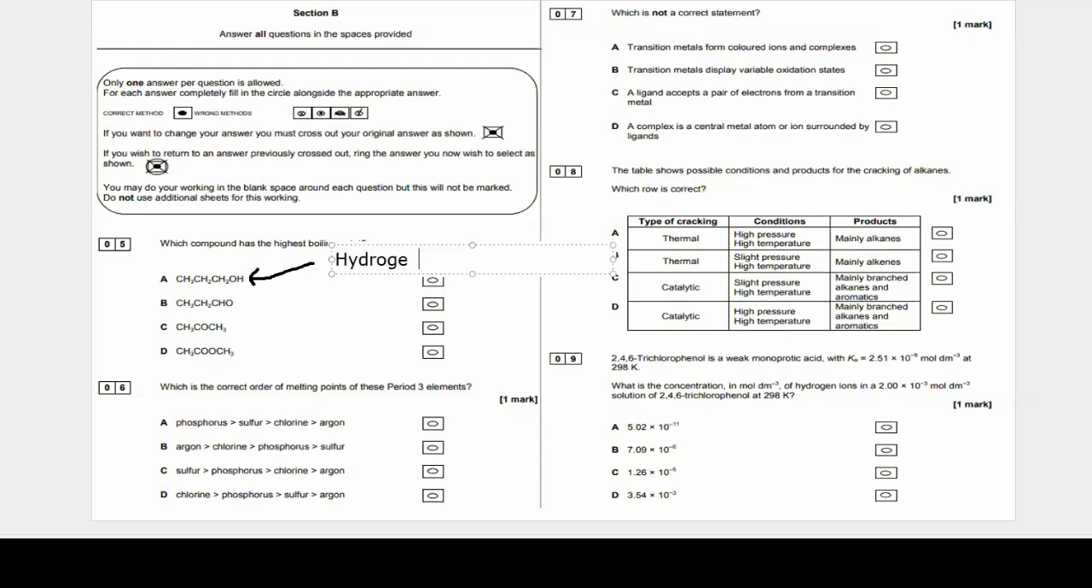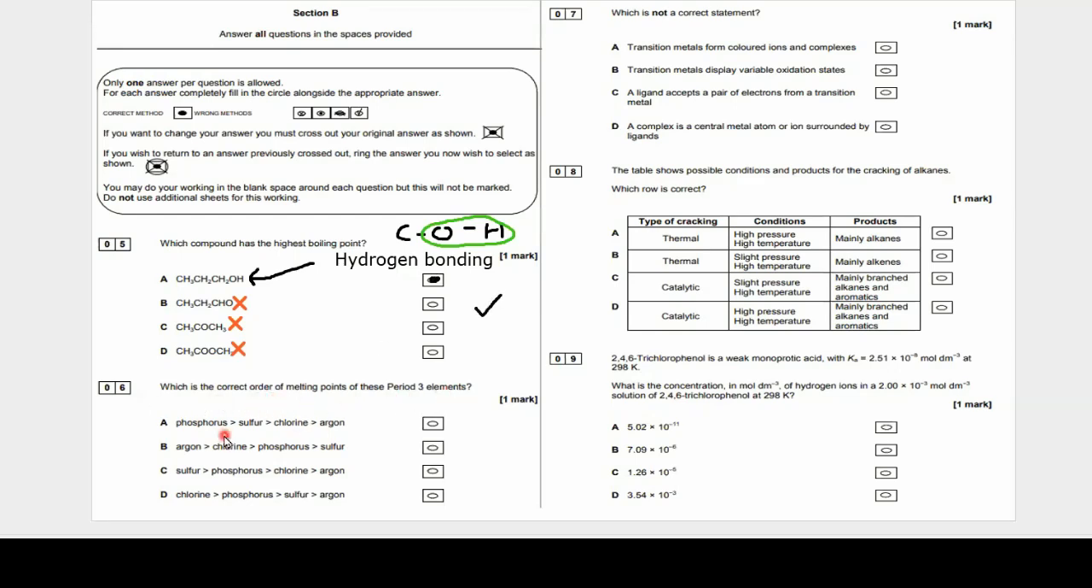Which compound has the highest boiling point? This is question 5, well, the first question under multiple choice. If we look at the first compound, it's an alcohol, has an OH group, which means it's got hydrogen bonding. And if we look at all the other three, none of them have hydrogen bonding. So A is going to have the highest boiling point.